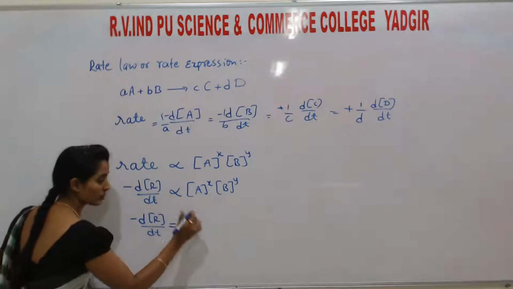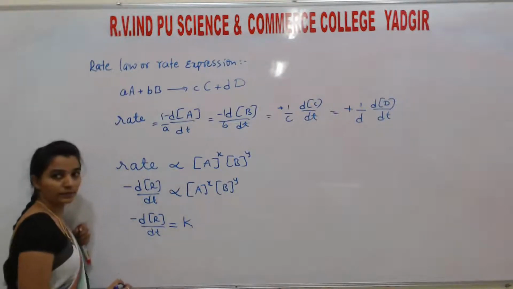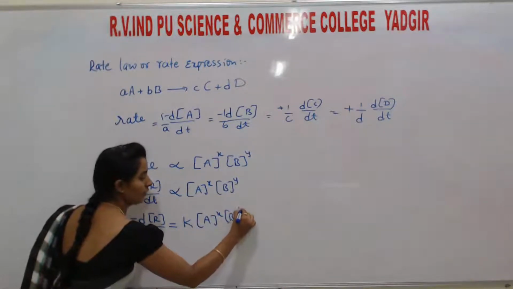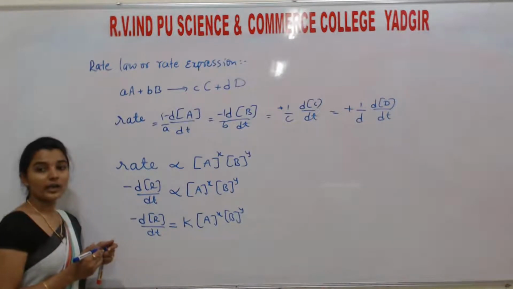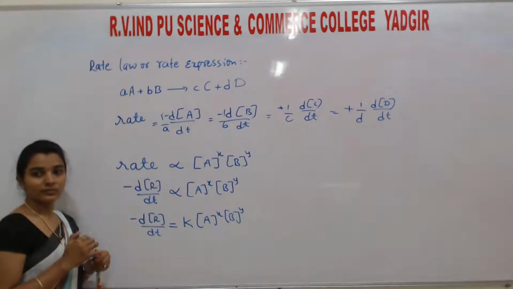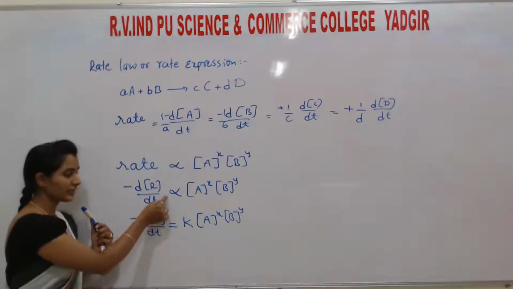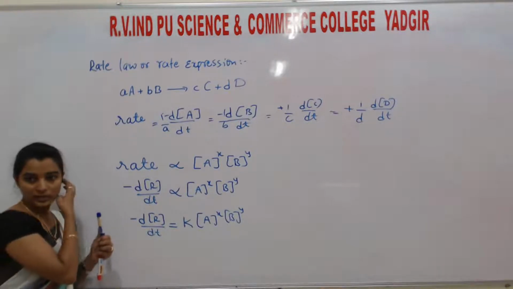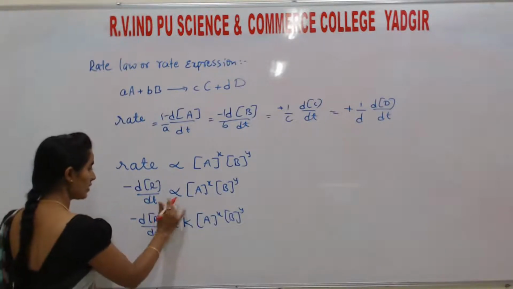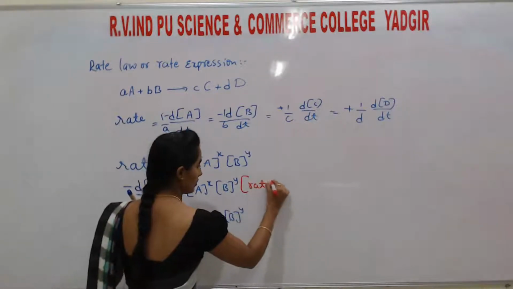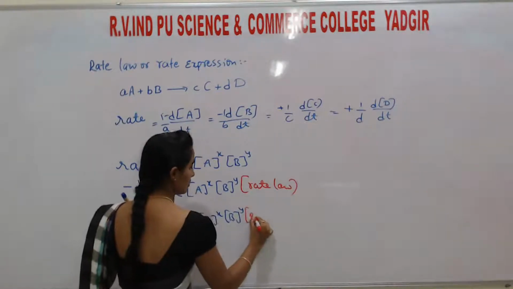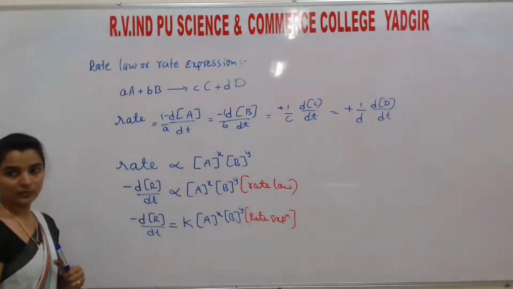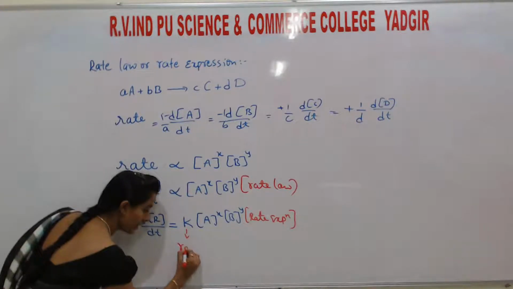Next, listen here. To remove this proportionality, we will take k. That is, minus d[R] by dt equals k [A] to the power of x, [B] to the power of y. So this is called the rate expression. Understand? This is also called the rate law. This one is called the rate law and this one is called the rate expression. So this k is the rate constant.